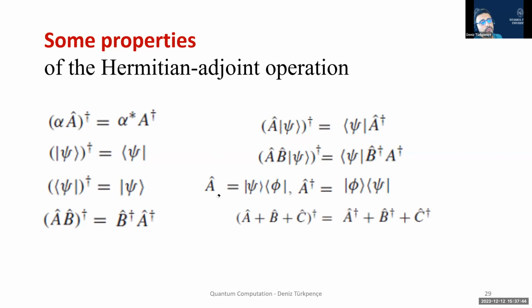So if an operator is represented by this outer product, then of course its Hermitian conjugate should also be represented by this outer product, but in the reverse order. And if you apply the Hermitian adjoint operator to a summation, you will obtain the summation of the individual Hermitian adjoint operators. So these are some operators with which you can safely make quantum mechanical calculations.